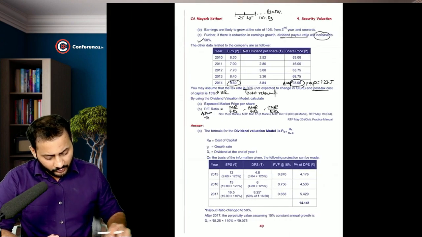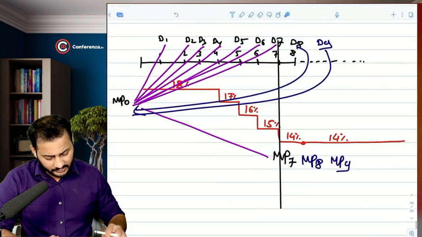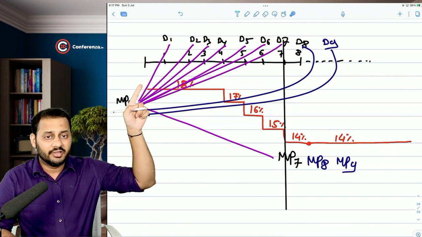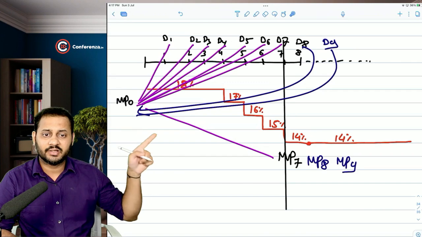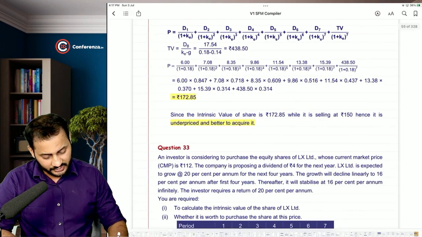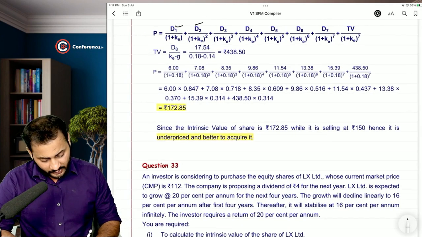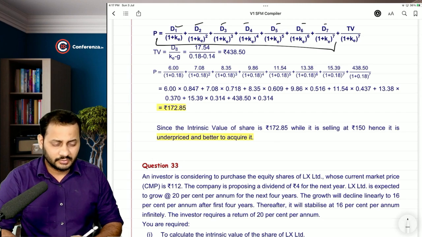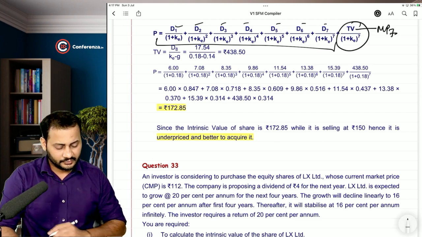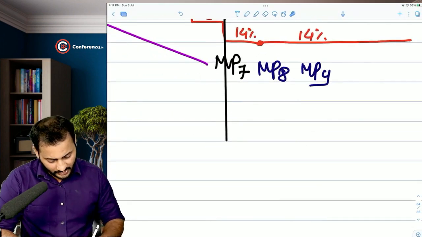Then how do we calculate the market price at time 0? Discounted dividend for 7 years and the present value of MP7. See, rest is all history. 1, 2, 3, 4, 5, 6, 7. 7 years dividend, and then the terminal value for 7th year, that means MP7. For MP7, I told you how to calculate MP7.